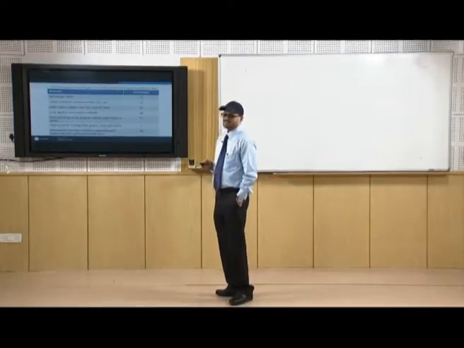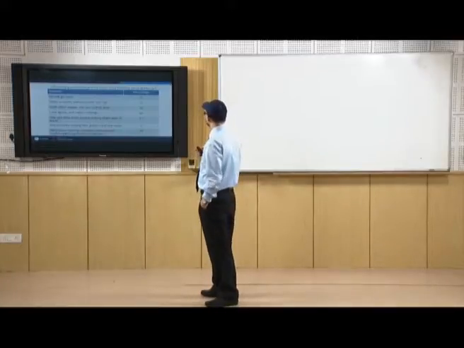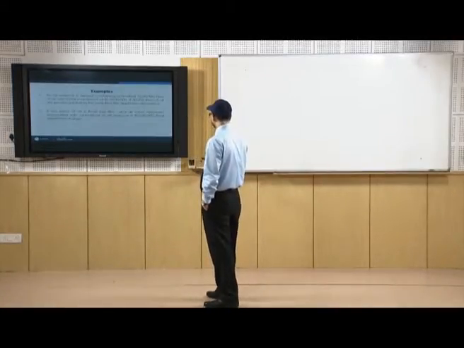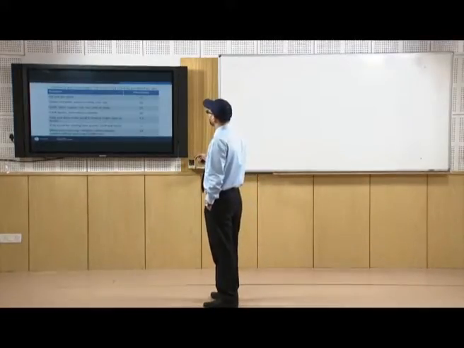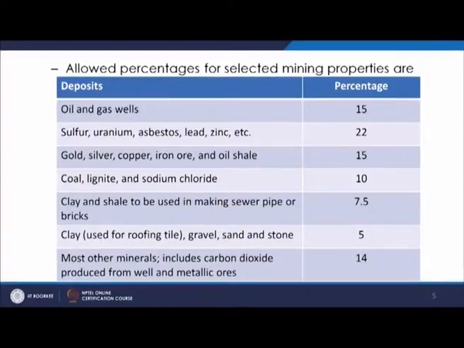So, based on surveys, and based on the US survey, certain percentages have been defined. Oil and gas wells are said to be 15%; sulfur, uranium, asbestos, lead, zinc are treated as 22%; gold, silver, copper, iron ore and oil shale are 15%; coal, lignite and sodium chloride 10%; clay, shale 7.5%; clay, gravel, sand and stone 5%; and other minerals are under 14%.